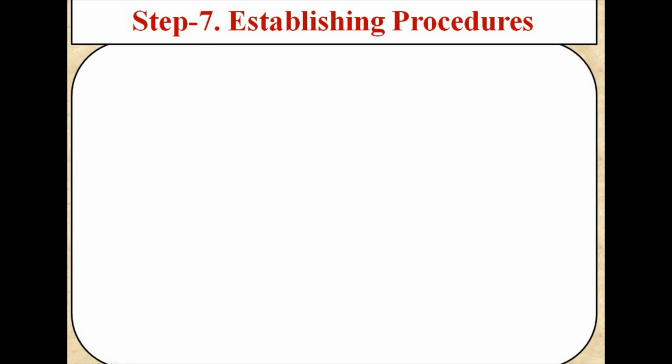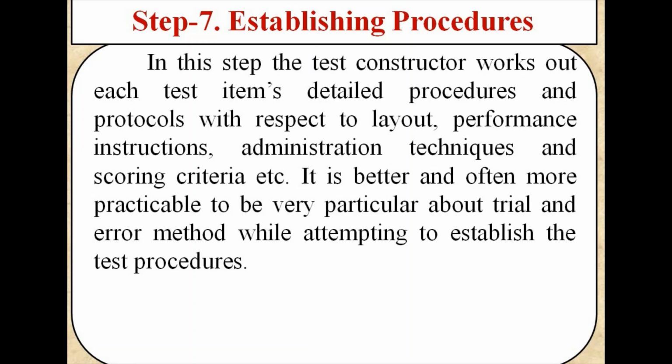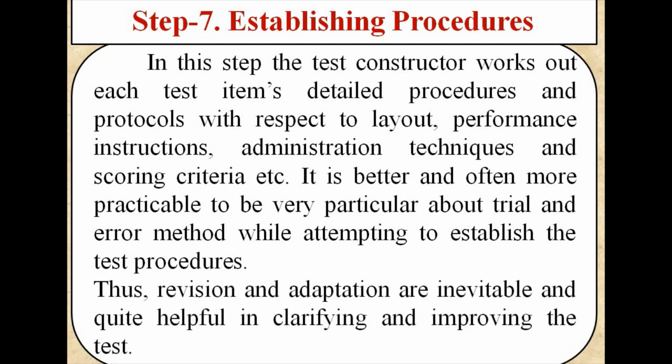Step 7. Establishing procedures. In this step, the test constructor works out each test item's detailed procedures and protocols with respect to layout, performance instructions, administration techniques, and scoring criteria, etc. It is better and often more practicable to be very particular about the trial and error method while attempting to establish the test procedures. Thus, revision and adaptation are inevitable and quite helpful in clarifying and improving the test.